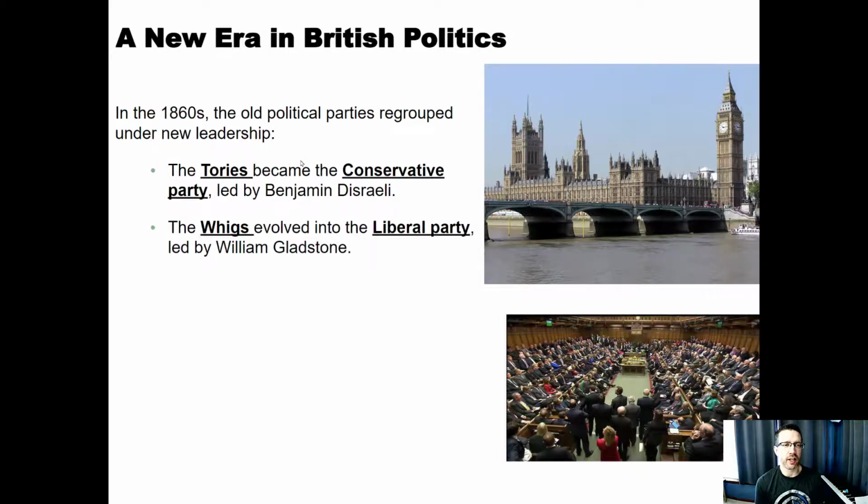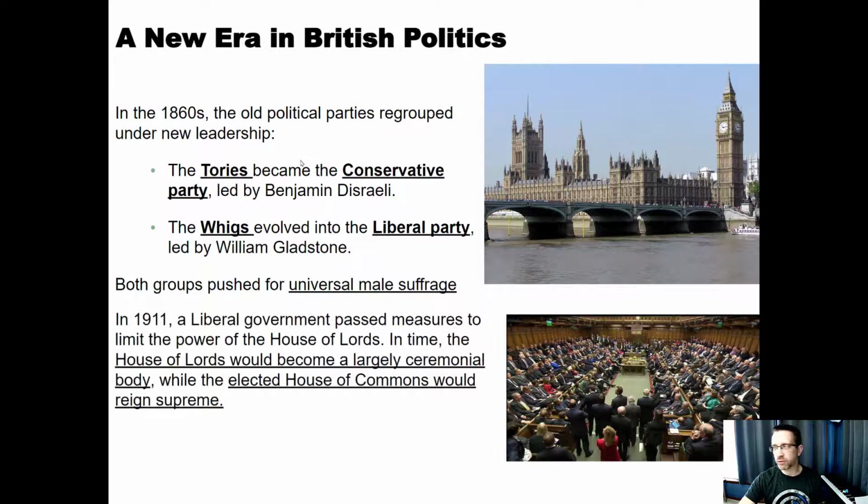This is kind of a new era of British politics. In the 1860s, the old political parties regrouped under new leadership. The Conservative Party is very large, and so is the Liberal Party in England today. The Tories became the Conservative Party, led by Benjamin Disraeli, I'm not sure if I'm saying that right. And then the Whigs evolved into the Liberal Party, led by William Gladstone. So these are two parties. Differences, sure, but they're not that far apart today, at least.